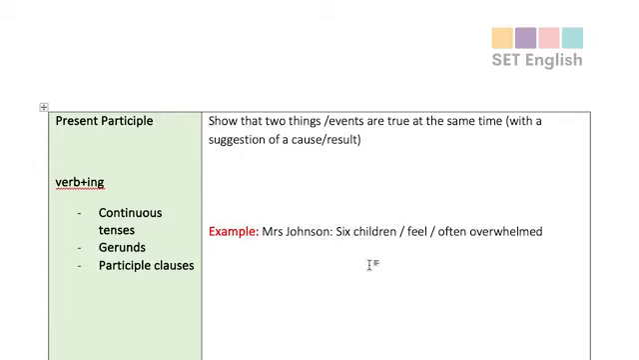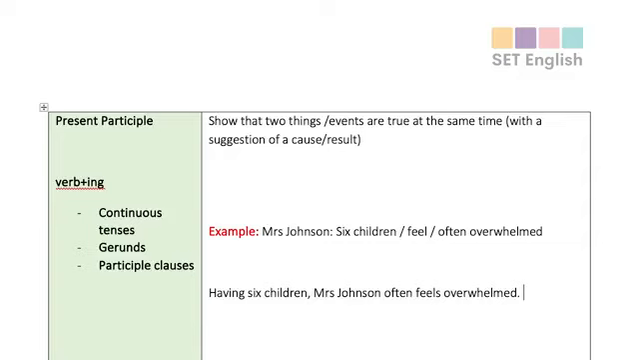So if I wrote this sentence, my present participle clause begins with an ing. So what verb would you use with 6 children? I think it would be have. Okay. Having 6 children, Mrs. Johnson often feels overwhelmed. Okay, now you might think to yourself, Mrs. Johnson often feels overwhelmed because she has 6 children. And you would be right to say that.